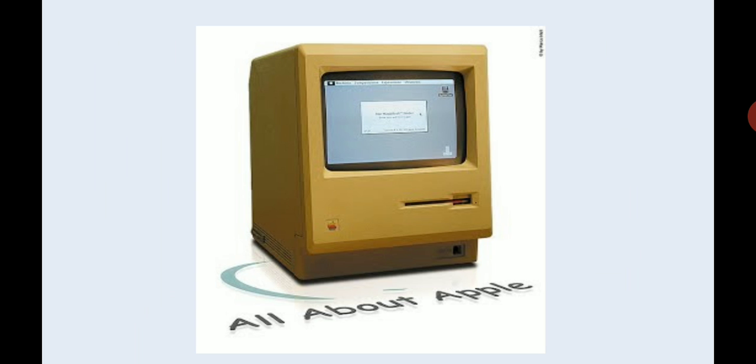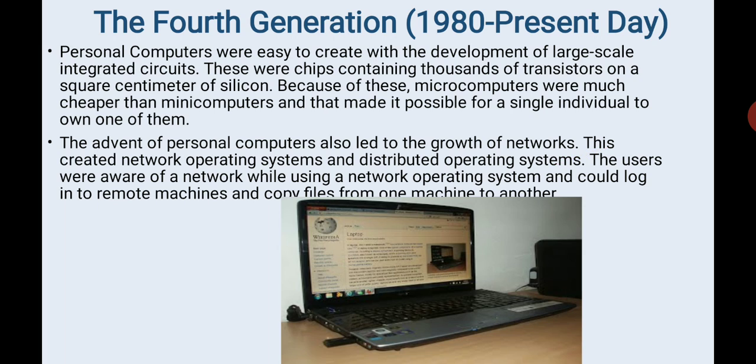This is how the third generation computer looked. The fourth generation started from 1980 and continues to the present day. This came with the development of large scale integrated circuits. The size of the chip was decreasing day by day, and the circuitry that could be put on the board was increasing. More and more complexity was increasing, and the size was getting reduced.